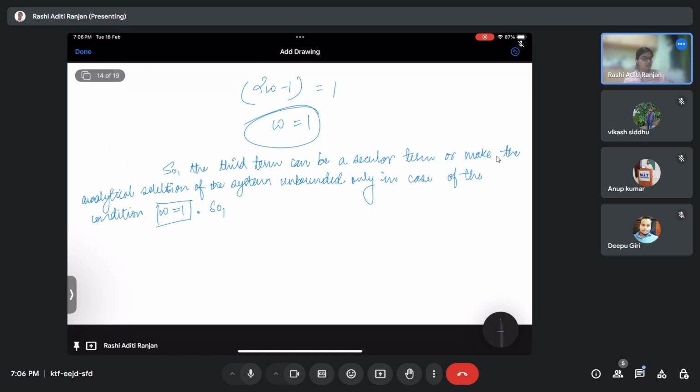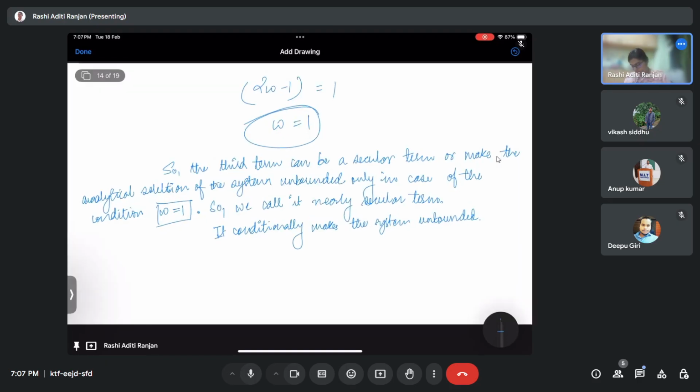So we call it a nearly secular term. It conditionally makes the system unbounded.